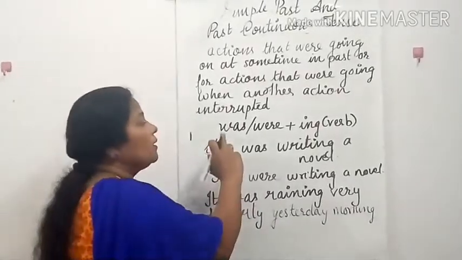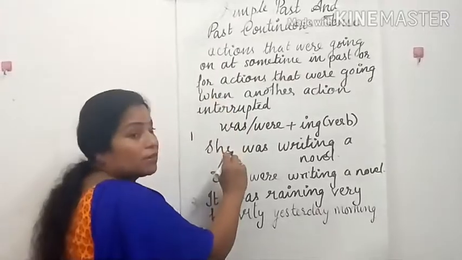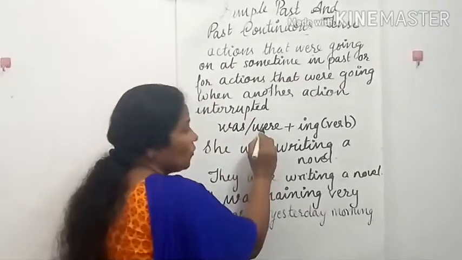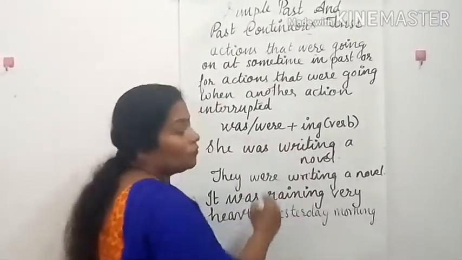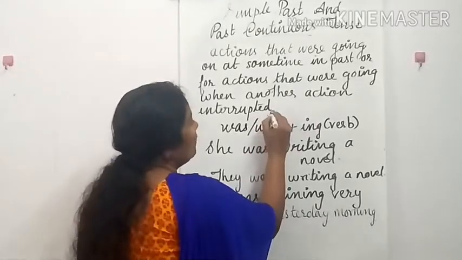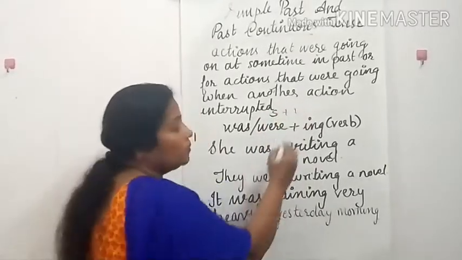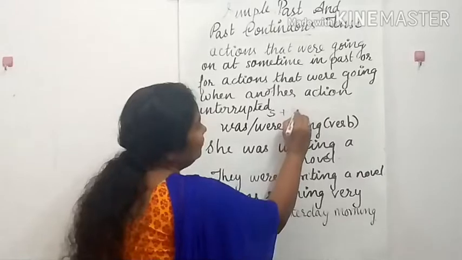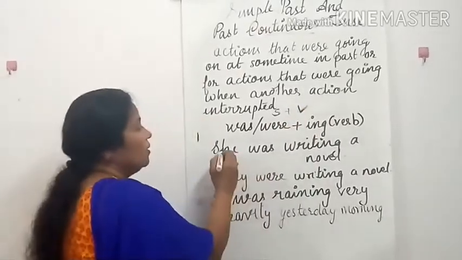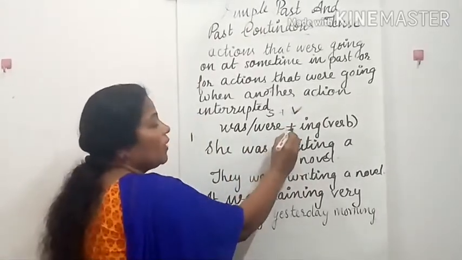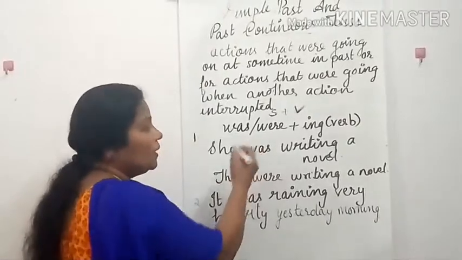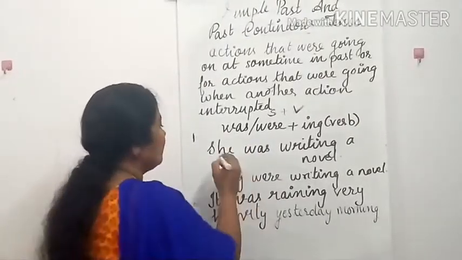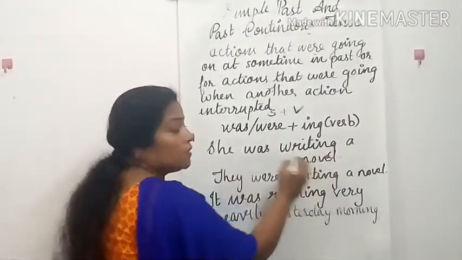Okay? And the structure for past continuous tense is was or were plus the ing form of the verb. So here also we will have subject plus verb. Okay? So was or were plus the ing form of the verb. Let us understand that with an example. She was writing a novel.